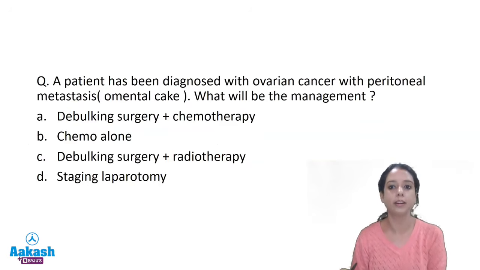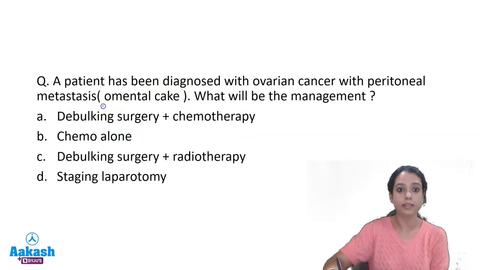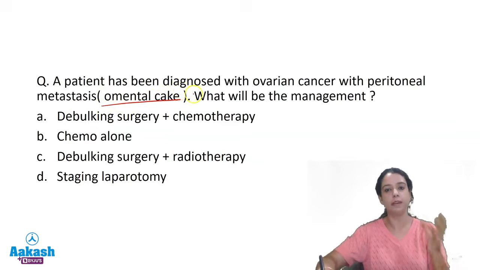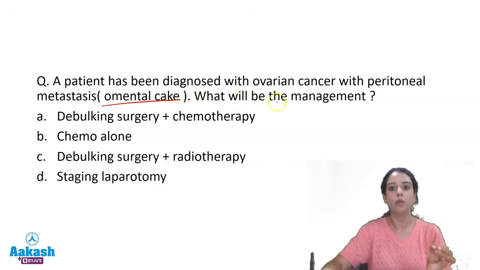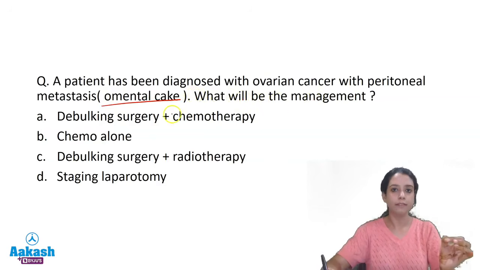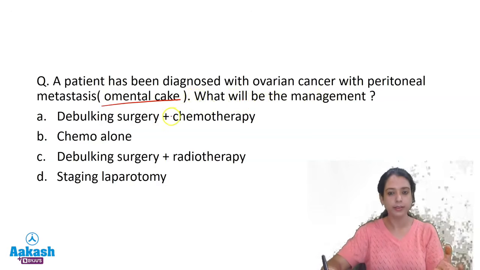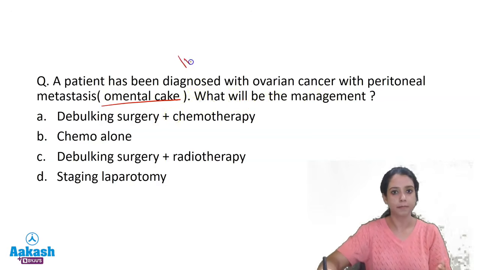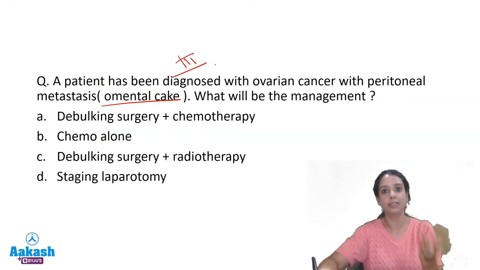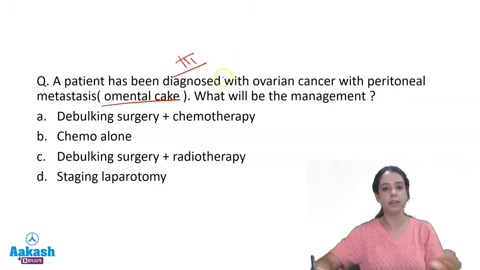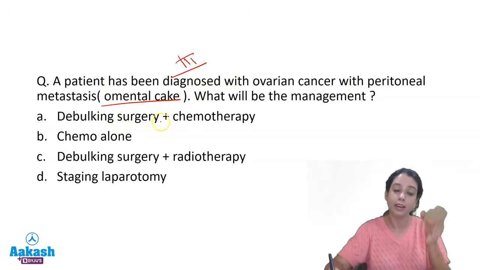Next, a patient has been diagnosed with ovarian cancer with peritoneal metastasis. It was given that omental cake means significant peritoneal metastasis is there. What will be the management? If peritoneal mets are there, abdominal metastasis is there, what is the stage? Stage 3. Now 3A, 3B depends on the size, whether it is less than 2 centimeter or more, but it is stage 3. What will be your treatment? Debulking surgery has to be done.